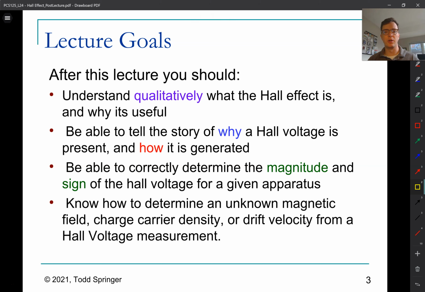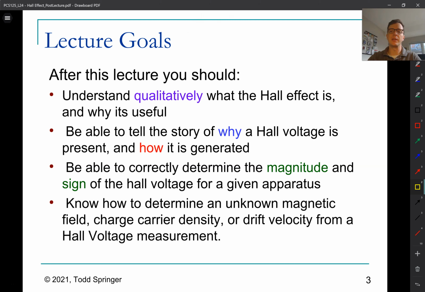After this lecture, I'm hoping that you'll understand what this thing that I'm calling the Hall effect is and why it's useful. Mostly I want you to understand the qualitative story about why this Hall voltage is developed and how we measure it. And hopefully you'll be able to determine the magnitude and the sign of the Hall voltage for a given setup.